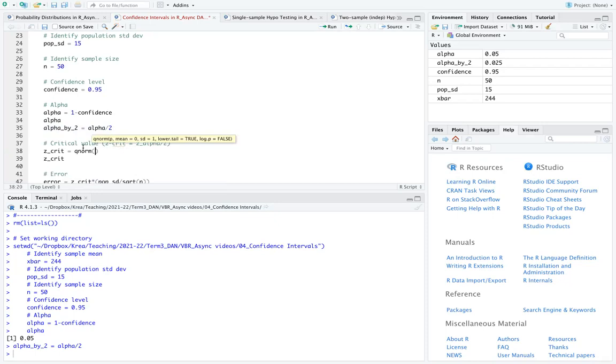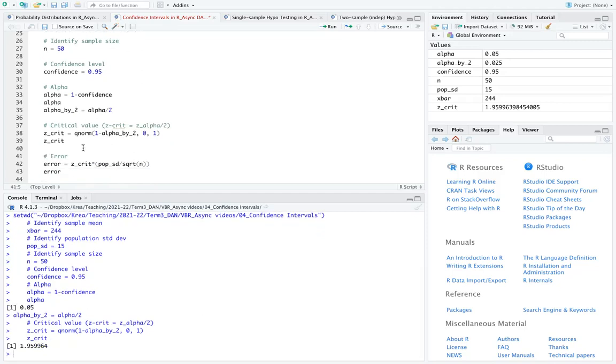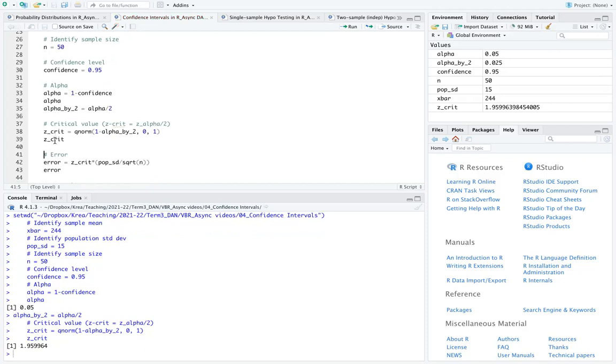So qnorm, the probability, the area to the left is 1 minus alpha by 2. And I'm looking at a standard normal distribution. So this is my critical value. So let's see what the critical value is, and it's 1.9599. And you can cross-check this by using the applet. You can also check out the Excel links. And this is the answer we get in both.